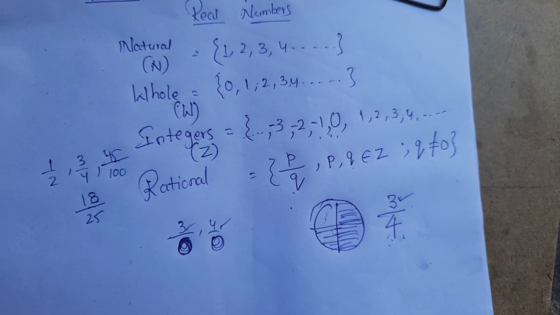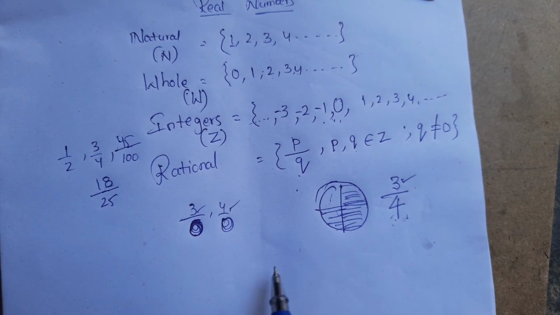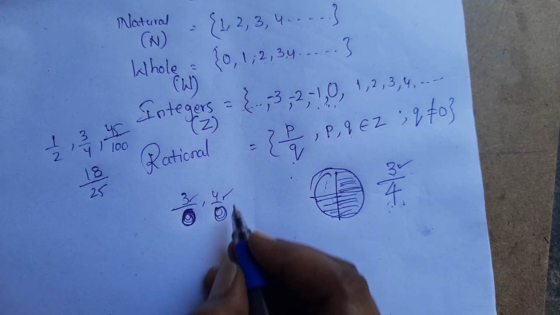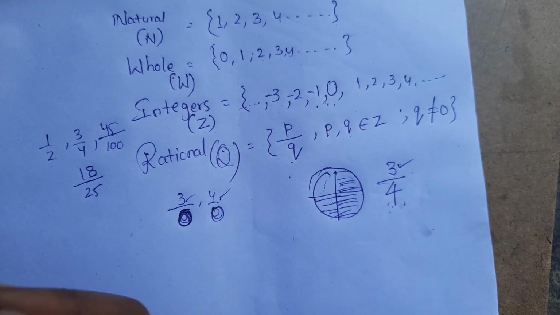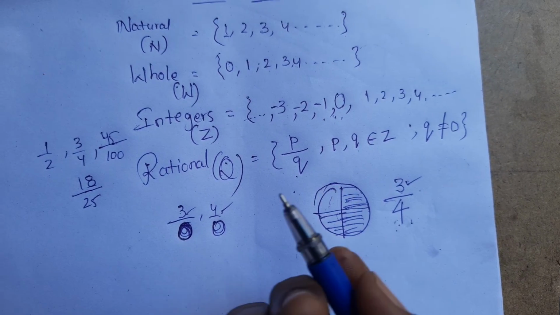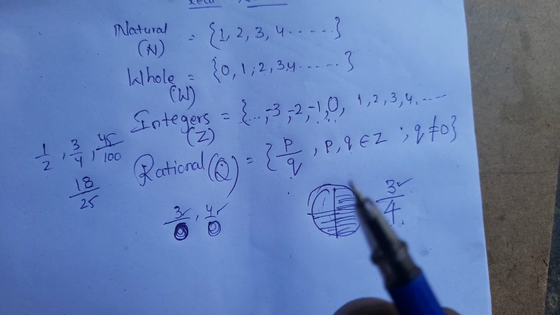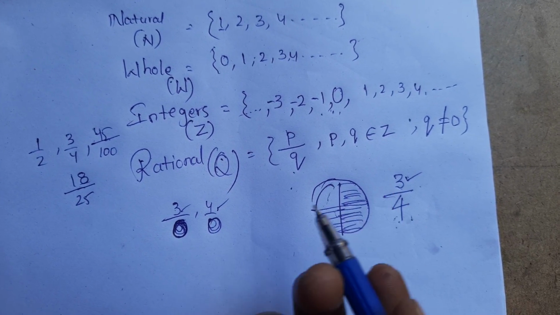Next, how to represent all these natural numbers, whole numbers, integers and rational numbers on the number line. Rational numbers are denoted by the letter Q. Why Q? We can say rational numbers as quotient numbers also; rational numbers we can read as quotient numbers.